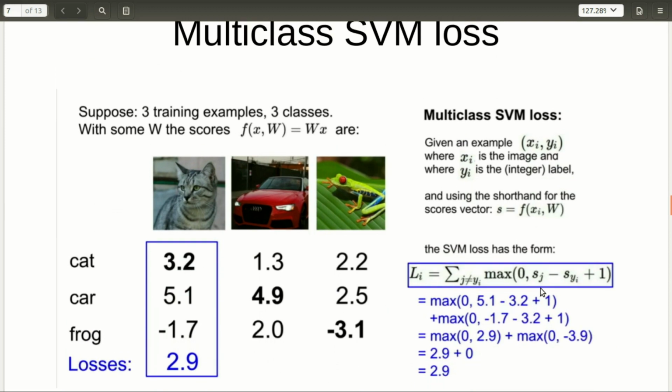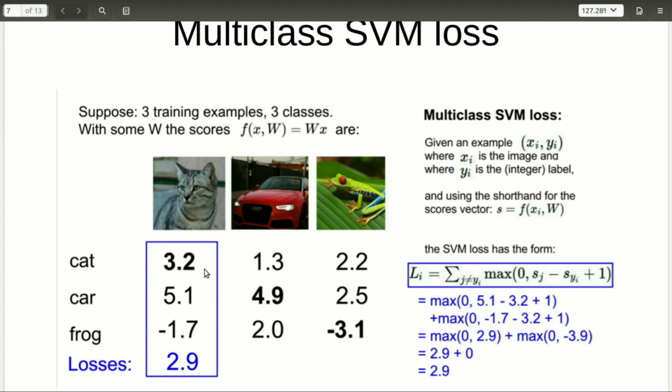So we take the maximum value and compare it across the two classes. The values over here are 3.2 and 5.1 respectively. We compare 0 with the value sj minus sy plus 1. So 5.1 minus 3.2 plus 1, which is 2.9. It's always the value of the other class minus the value which our classifier is telling us, in this case 3.2. So the value of the function max of 0 comma 2.9.